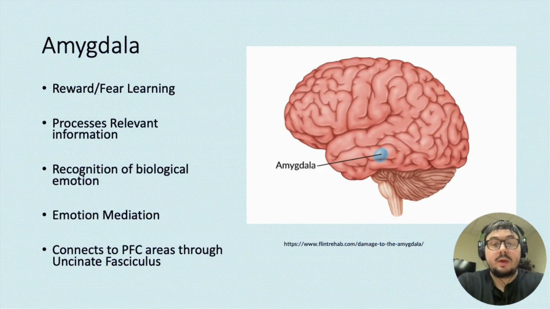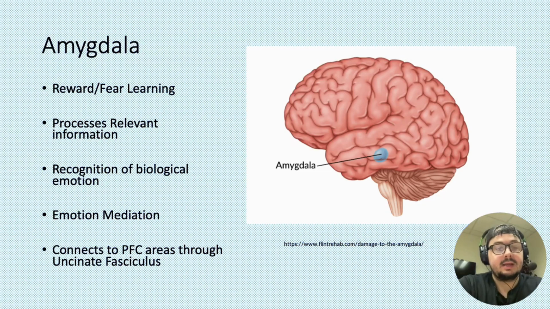We'll start with an area of the brain most people know deals with emotion, and that is the amygdala. This area is known for fear recognition, or fear learning, reward recognition, and the ability to process relevant information. So when the amygdala is active, the brain knows that this is important information to remember or to use in some way down the road.